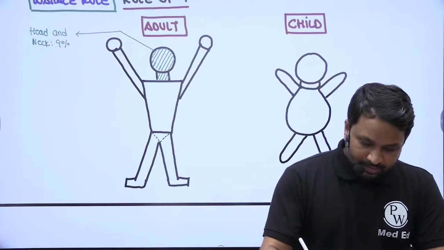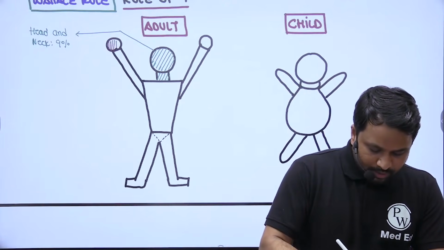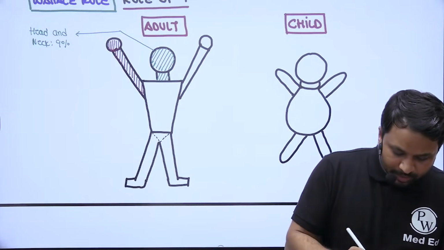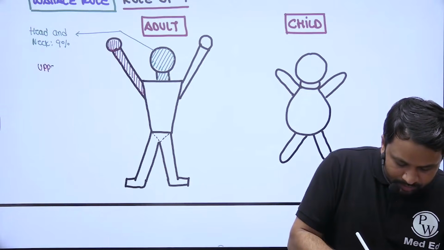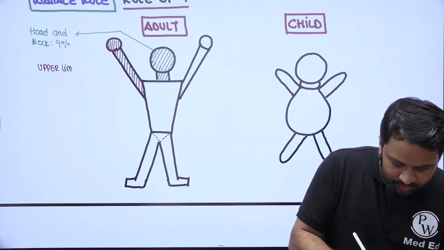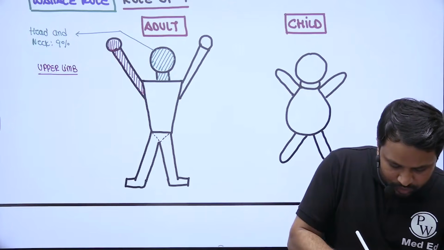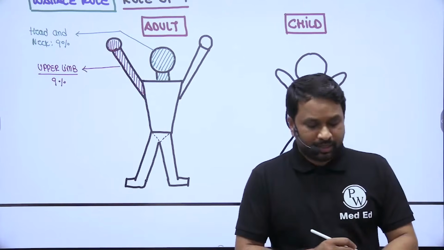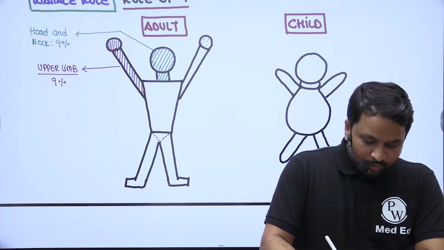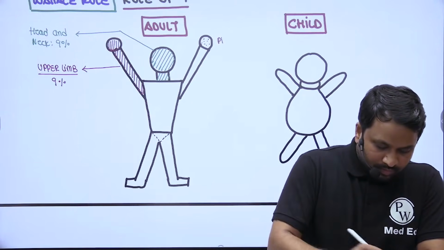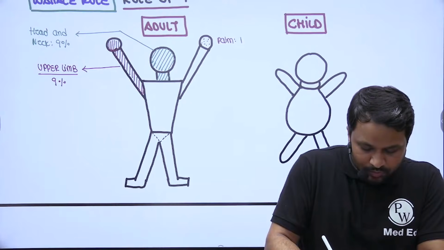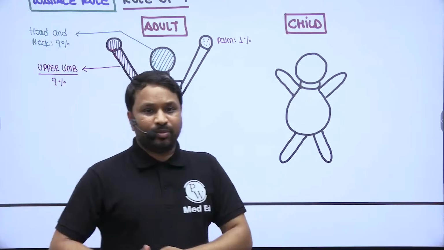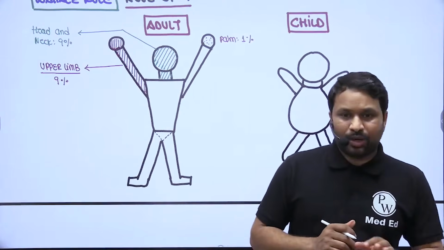Then comes the upper limb. That is, the upper limb is going to be from the fingertips to the entire shoulder. The upper limb is going to account for 9%. If you look at the palm alone, the palm alone is going to account for 1%. That does not mean the entire upper limb is 9 and then you have one more 1 making it 10. So palm is going to be 1%.